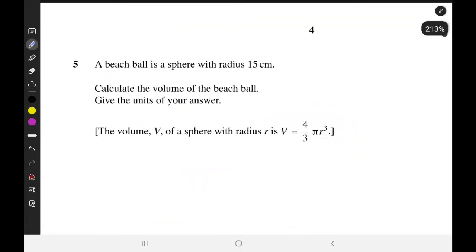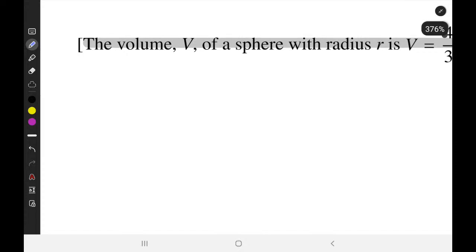A beach ball is a sphere with radius 15 centimeter. Calculate the volume of the beach ball. Give the units of your answer. Alright, so they have given us the formula of volume, and they're asking us to calculate the volume, and they've given us the radius. So yes, we're going to apply the formula, as simple as that. So let me do that.